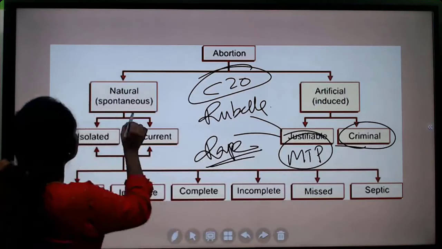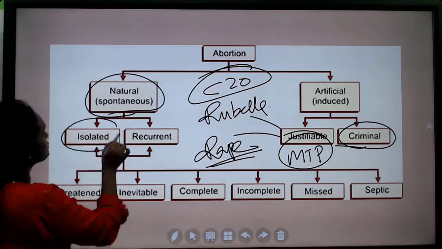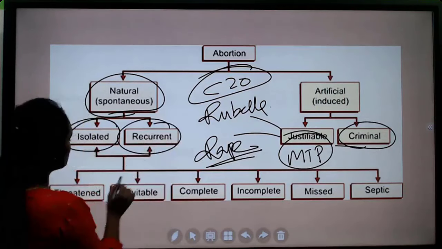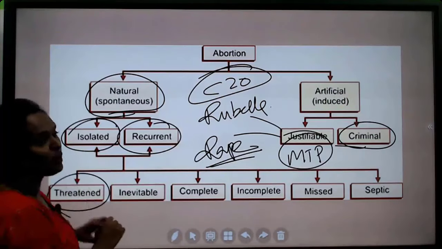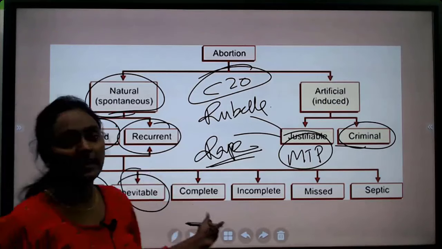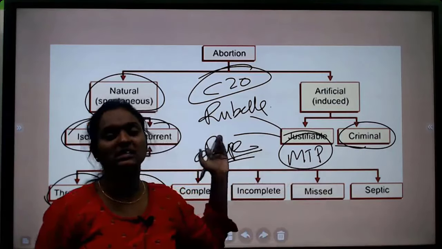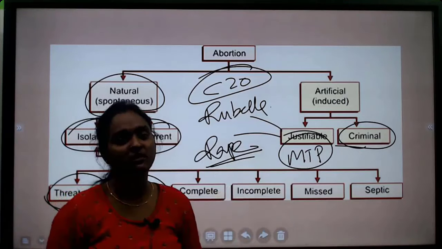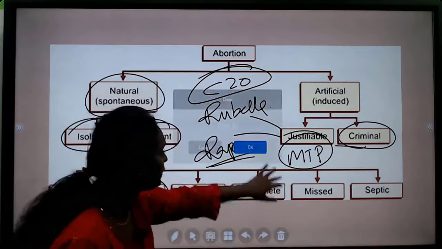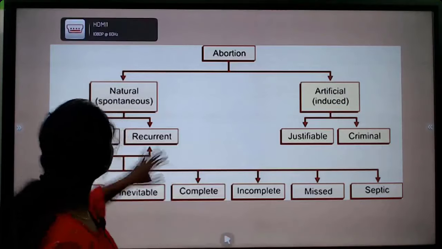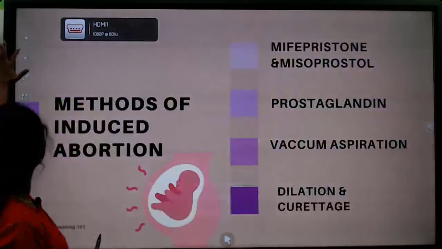Under natural abortion we have seen two types, isolated and recurrent. The types are threatened abortion, inevitable abortion, incomplete, complete, missed and septic abortions. These are the different types of abortions. We will discuss them one by one.